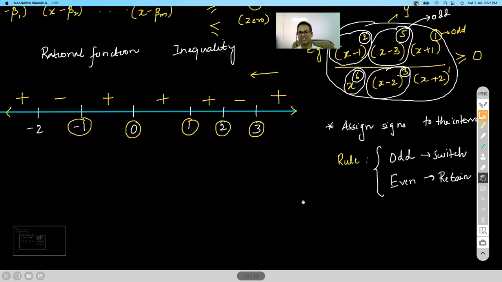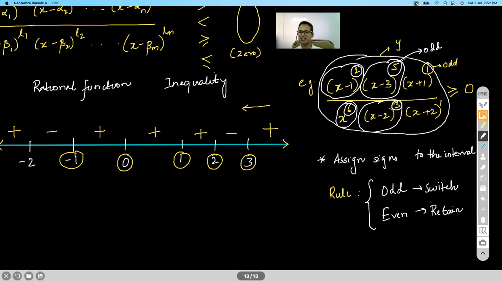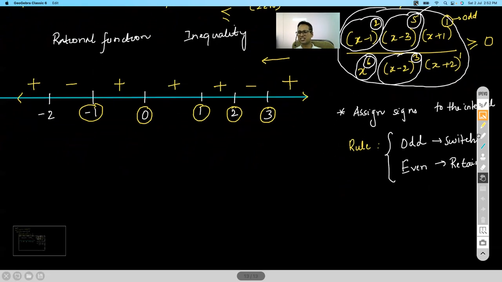Now, what are we trying to solve here? We are trying to solve for which intervals, or for what values of x, is this entire expression on the left greater than or equal to 0. So greater than or equal to 0 means either it is positive or it is 0, right? So let us see in which intervals are we getting the sign as positive.